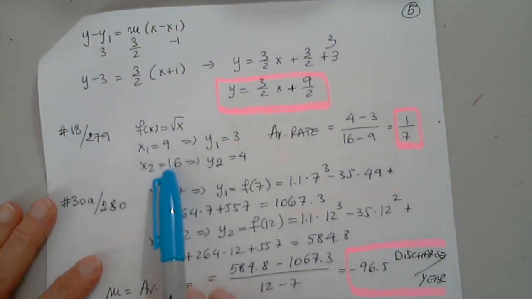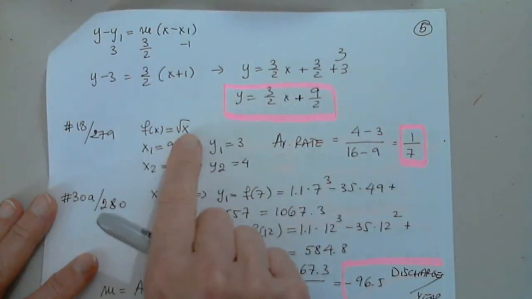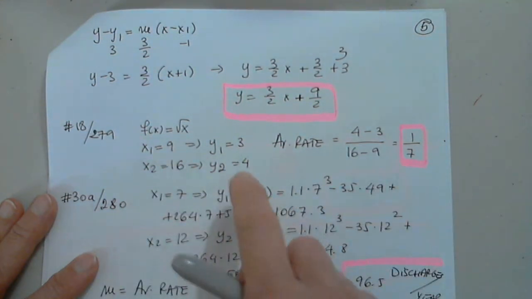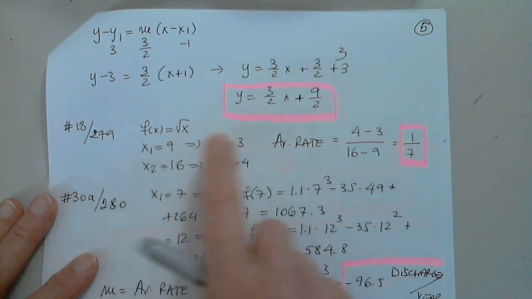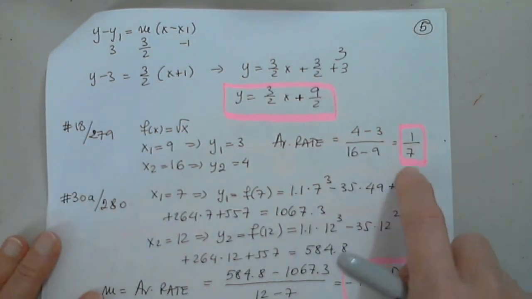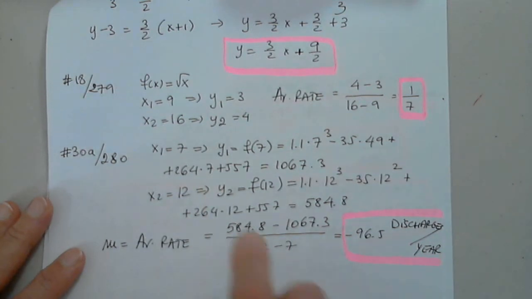Here we were asked to find the average rate of change. So I have to plug in 9 and get 3. I have to plug in 16, I get 4. And it's the slope, 4 minus 3 over 16 minus 9. The top is 1, the other is 7. That's the rate of change.